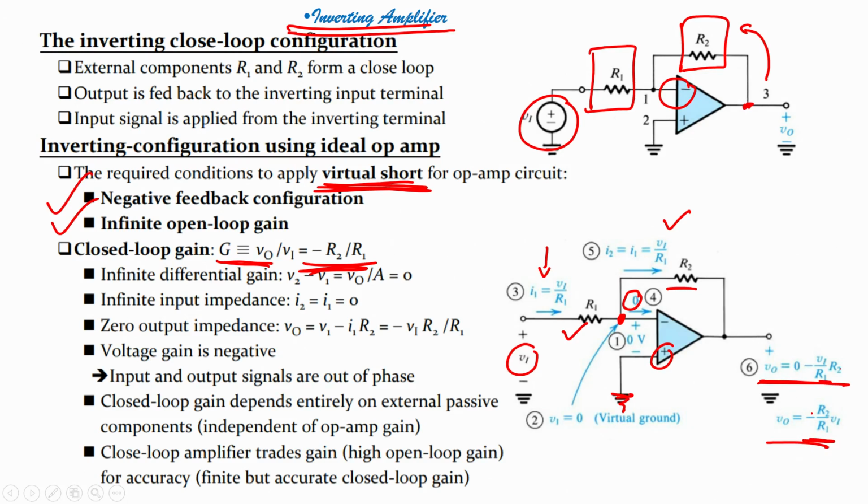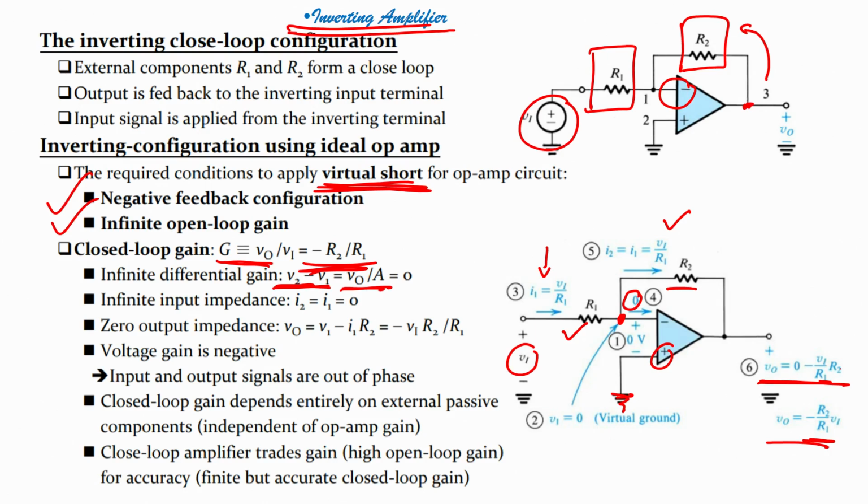Now, if you see, the differential input V2 minus V1 is nothing but VO by A, which is 0, right. Infinite differential gain would make it 0. The value here is 0.